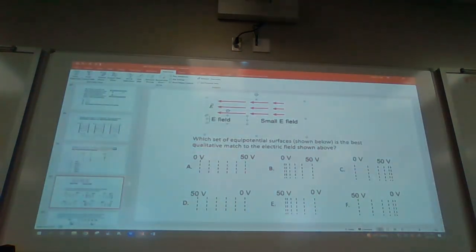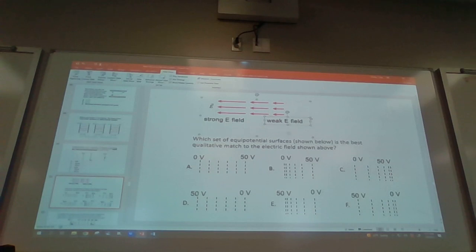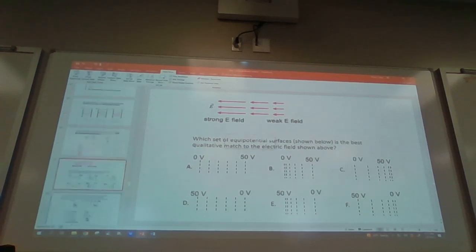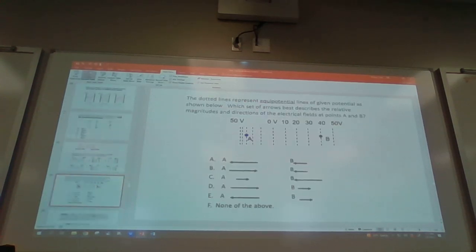Oh, because electric fields go from positive to negative, right? So your change in voltage is negative for the electron because you go from positive to negative, and that's typical.